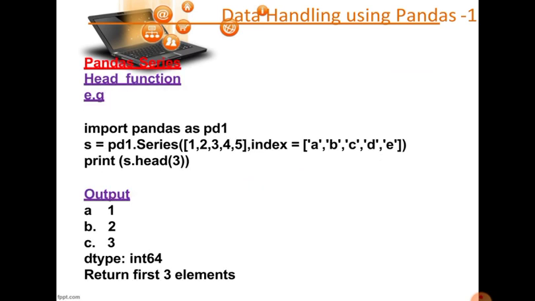Pandas Series head function. Example: import pandas as pd1. s = pd1.Series([1, 2, 3, 4, 5], index=['a', 'b', 'c', 'd', 'e']), print(s.head(3)). Output: a 1, b 2, c 3, dtype int64. It returns the first 3 elements.